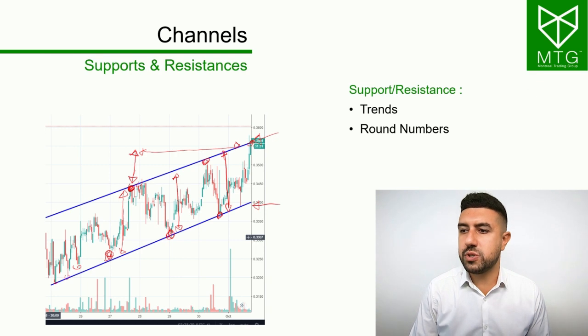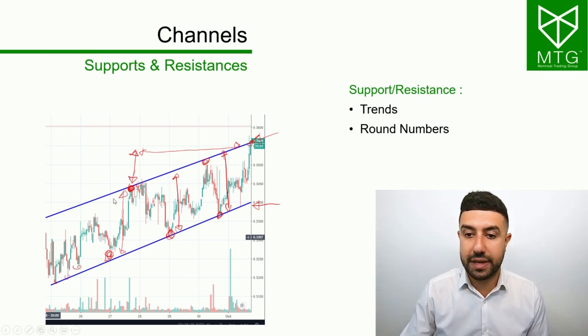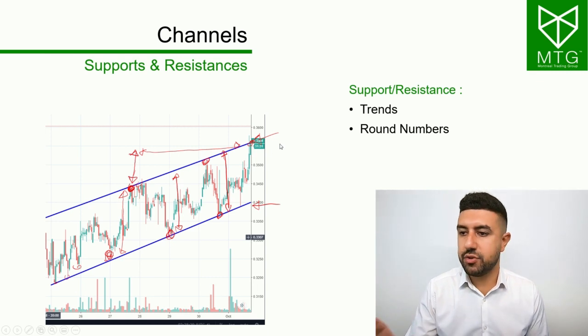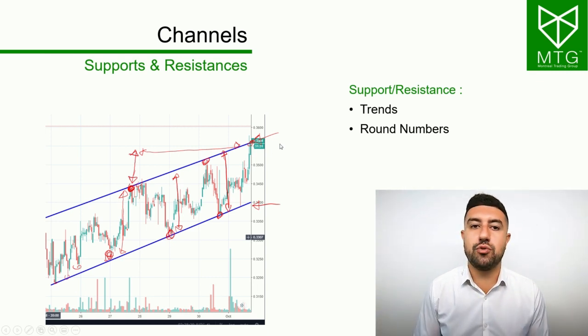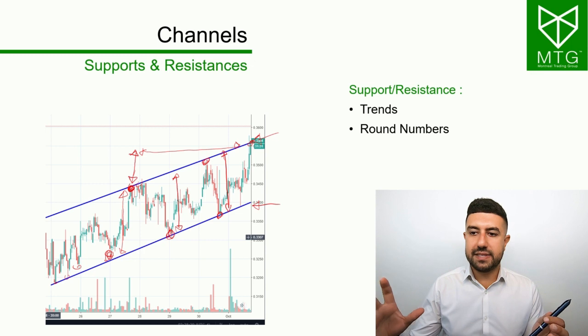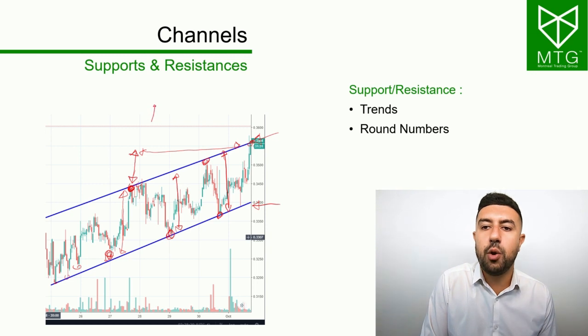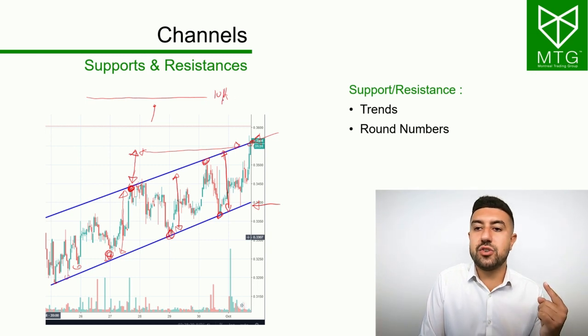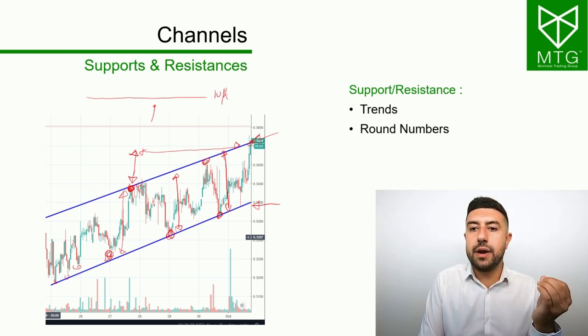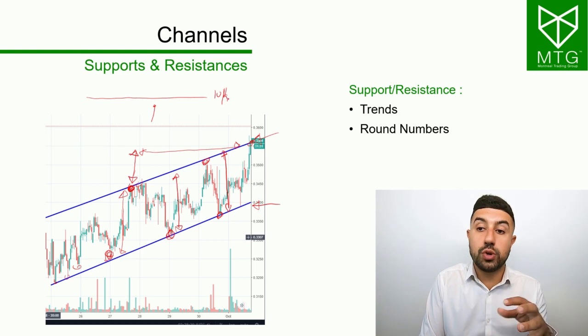So a few things about supports and resistances. You're going to see supports and resistance in trends. When things are going in a direction, you're also going to see them around round numbers. So if, let's say, Bitcoin is at 9,000 and going up, there's going to be a huge resistance at $10,000. Why? Because it's a round number, and a lot of people are buying or selling at that price.